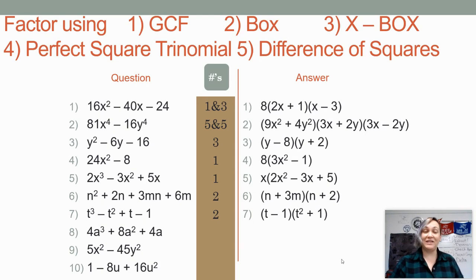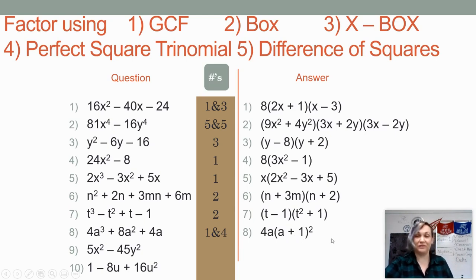All right, number 8 definitely has a GCF. It's 4a, and then it might also be X box. Oh, it was actually a perfect square trinomial. So after I took out my GCF, I got a perfect square trinomial. Now, if you didn't recognize that it was a perfect square trinomial, that's okay. X box also works. You're just going to get the same thing twice. You're going to get an a plus 1 times another a plus 1.